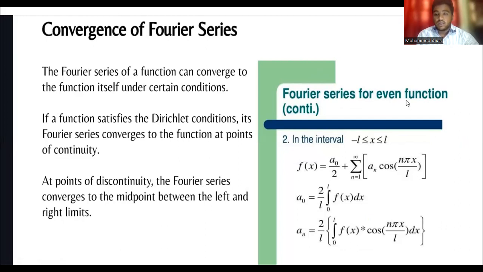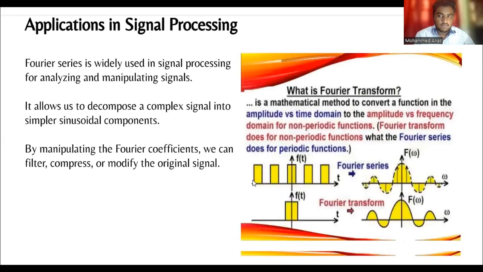Fourier series for even functions. In the interval minus L less than or equal to x less than or equal to L, f of x is equal to a naught by 2 plus summation n equals 1 to infinity an cos of n pi x by L. A naught equals 2 by L integral from 0 to L of f of x dx. An equals 2 by L integral from 0 to L of f of x into cos of n pi x by L dx.